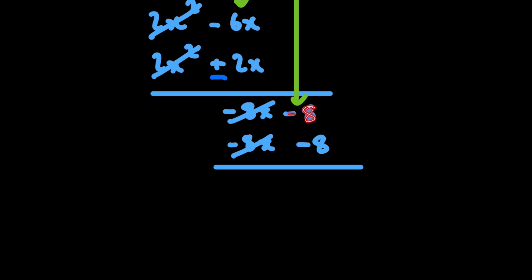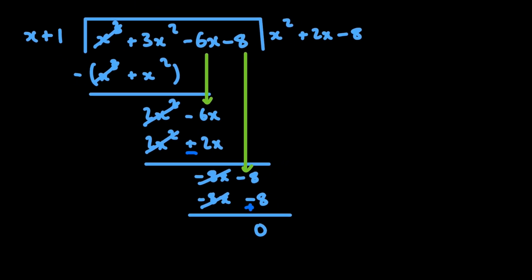And minus 8 minus minus 8. You see how that can be a little bit confusing sometimes? So all I do in my mind is I just put a little plus underneath. Because now all I'm going to do is minus 8 plus 8, and that's equal to 0. So there we have it. That's how you do polynomial division using long division.